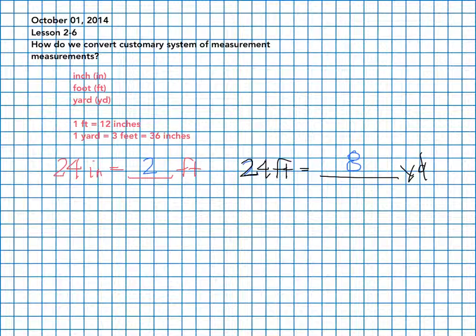Let's look at 12 feet is equal to how many inches? Well, 1 foot is 12 inches, so I'm going to take 12 feet times 12 inches, and I should get 144 inches.